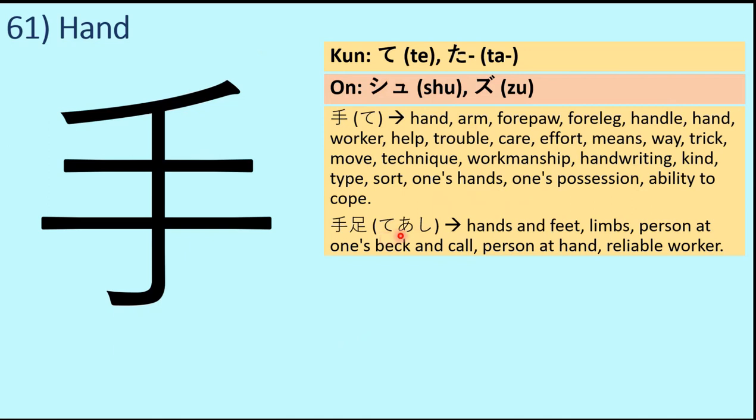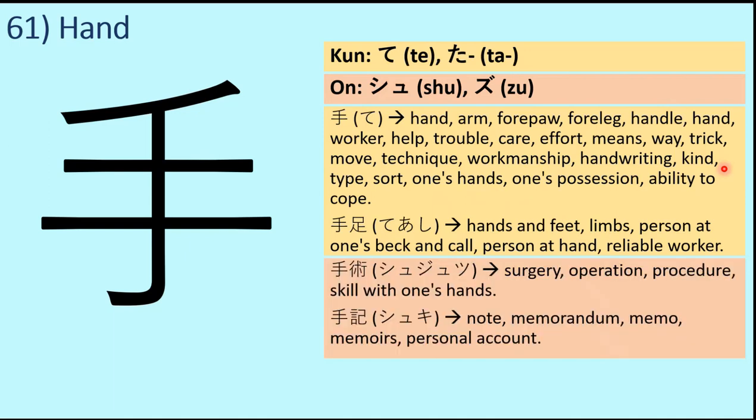This is teashi. Teashi means hands and feet, limbs, person at one's beck and call, person at hand, or reliable worker. The On'yomi meanings: this is shujutsu, which means surgery or operation, procedure, skill with one's hands. So something done skillfully using the hand. This is shujutsu. Then we have shuki. Shuki means note, memorandum, or a memo, memoirs, or some personal account or some personal description, for example, in the personal diary. So this is shuki.